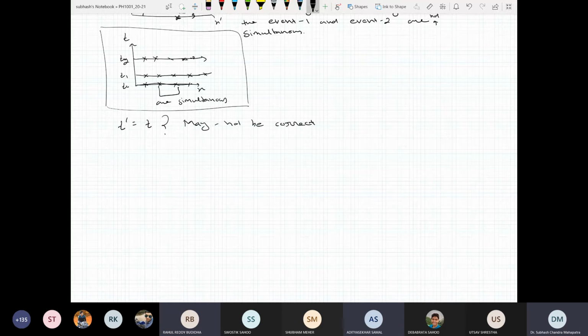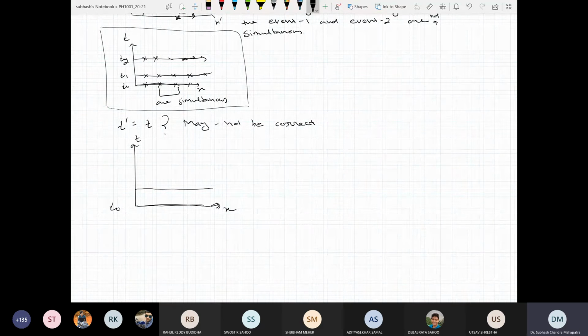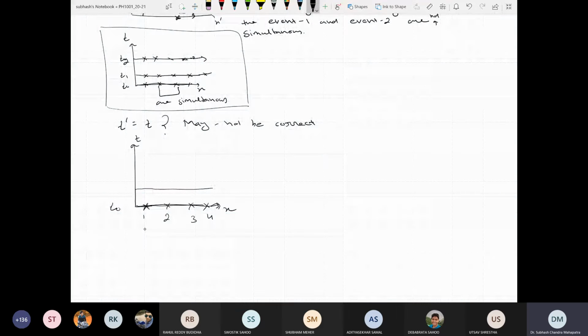So if two events, let me explain it again. Suppose you see the vertical axis is T, the horizontal axis is X. On this axis, let's say T0. On this axis, all the events will happen at the same time because time is the same, right? This is 1, this is 2, this is 3, this is 4. We'll see that 1, 2, 3 and 4 happen at the same time. So all these events are simultaneous.